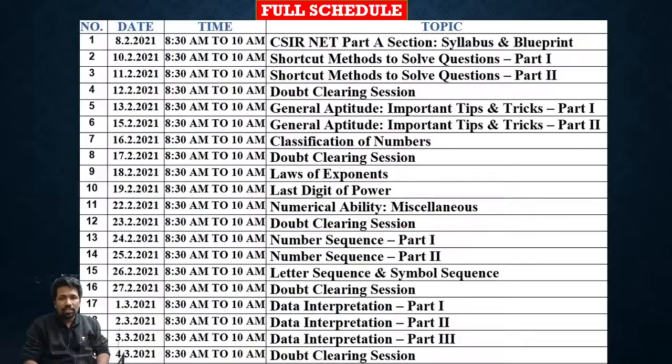The first 6 classes are introductory classes where I will be explaining the shortcut methods to do CSIR-NET General Aptitude, and tips and tricks for General Aptitude preparation and at the time of the exam. Then topic by topic: numbers, laws of exponents, last digit of power, numerical ability, number sequence, letter sequence, symbol sequence, data interpretation. Data interpretation is the next chapter we'll be discussing day after tomorrow.